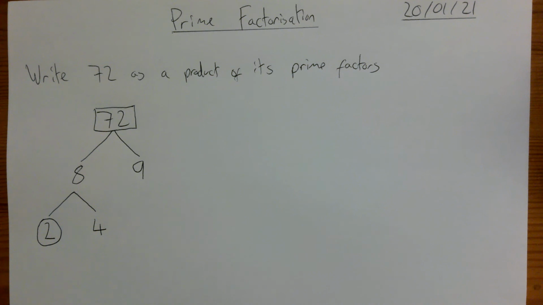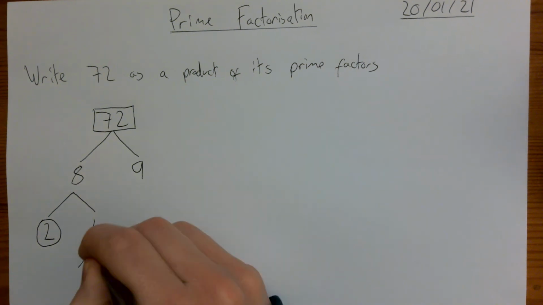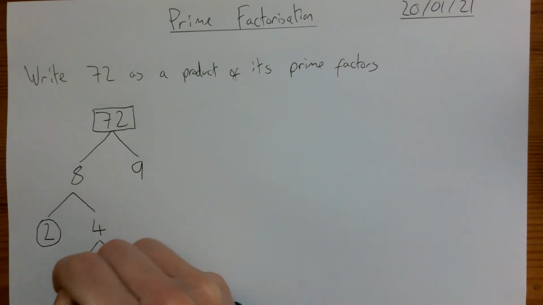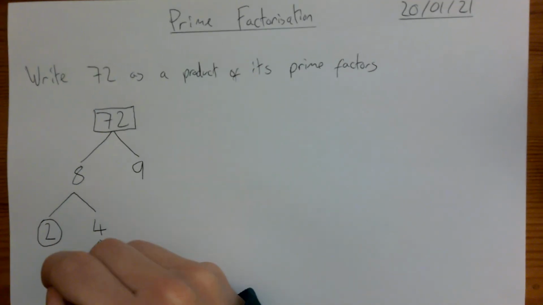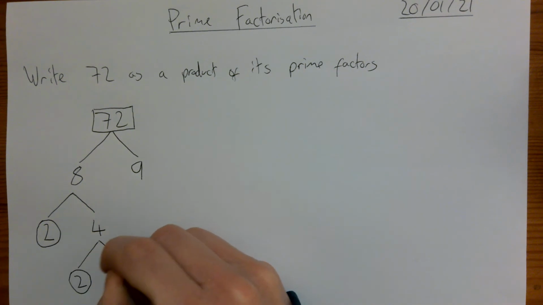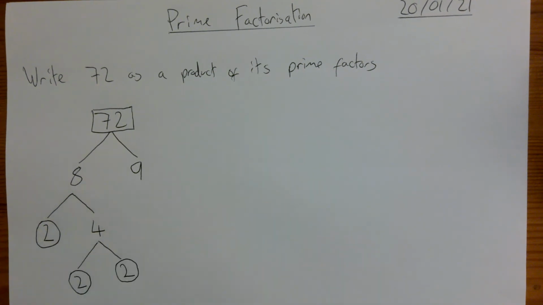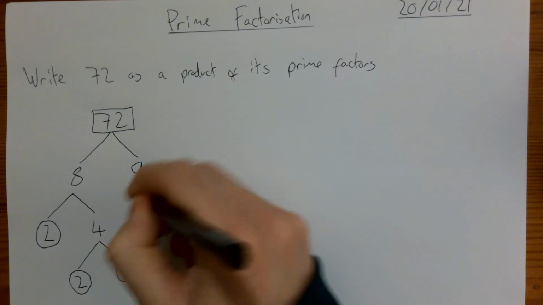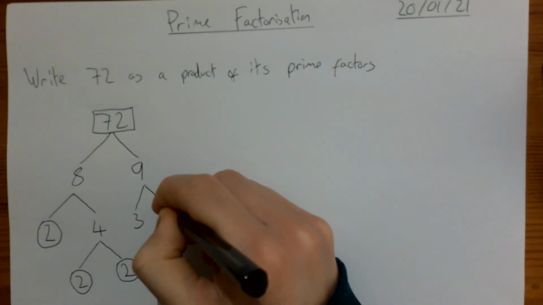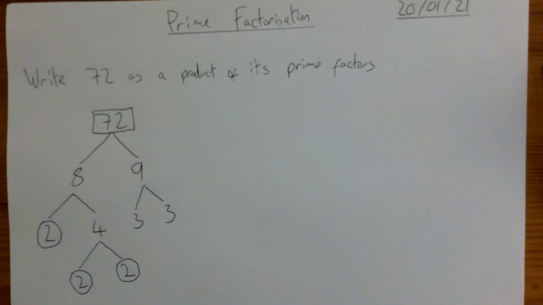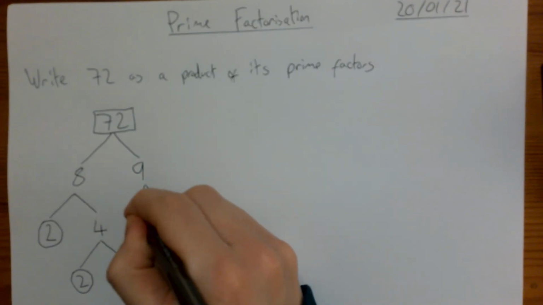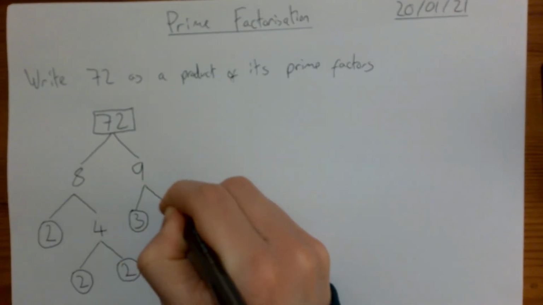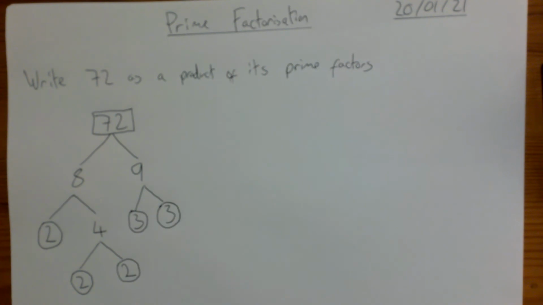4 can be broken down more, so I'd better break it down more, and 4 can be broken down into the factor pair of 2 and 2. And again, we know that 2 is prime, so I'm going to circle those as my important prime factors, the ones that I'm looking for. And then that just leaves me with that 9 that I haven't broken down yet. 9 isn't prime. It can be broken down into 3 and 3, because 3 times 3 is 9. And 3 is a prime number, which means it is a prime factor, so I'm going to circle those 3s.